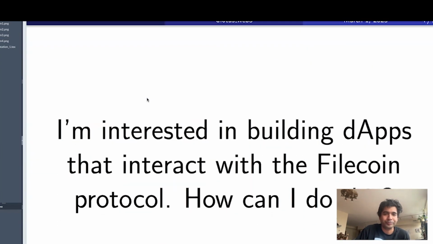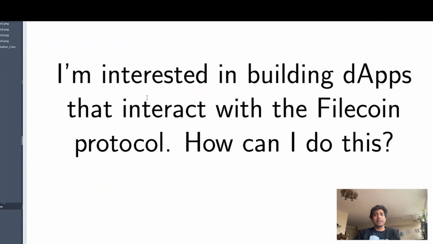I'm interested in building dApps that interact with the Filecoin protocol. How can I do this?